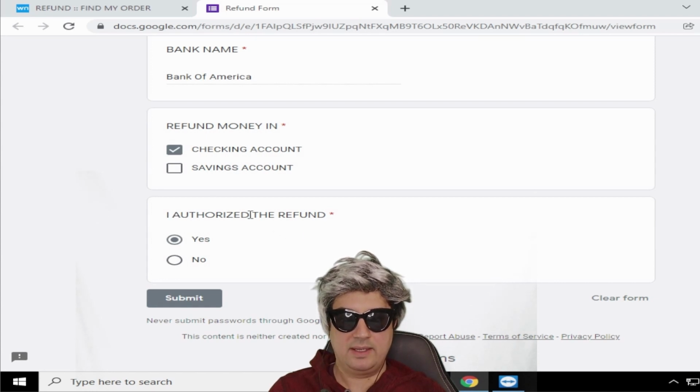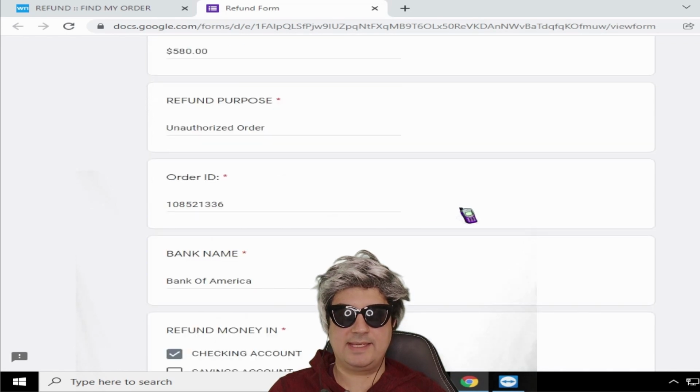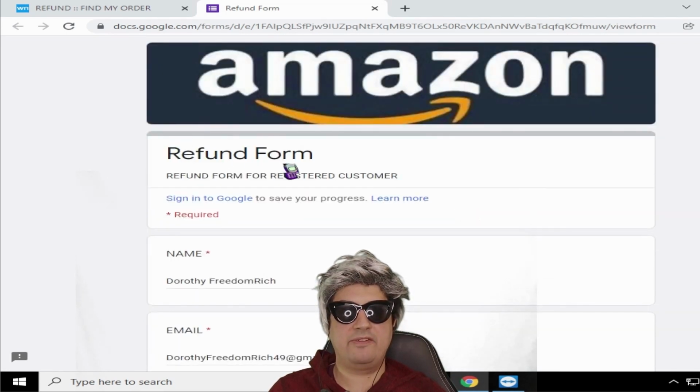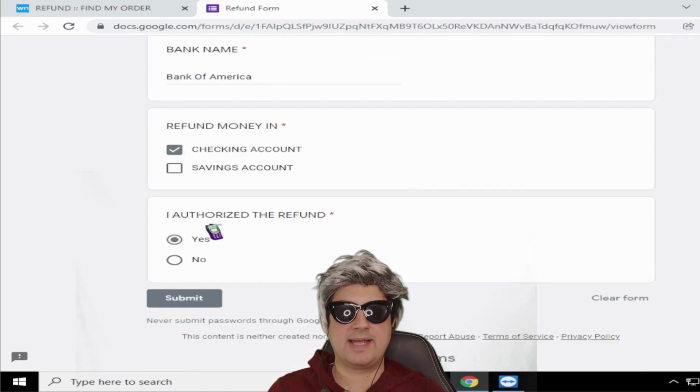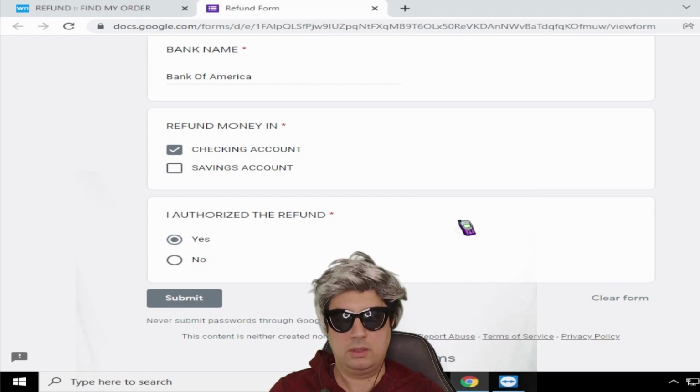Have you understood why you are filling up this form? Yes, it says right here, refund form. Because I didn't authorize the charge. But then it says I authorize refund. I asked you a very simple question. Who would click no? Who does not want to get their money back? There are many customers who don't want the money back, right? They just say, okay, someone steals $600 from me. You're telling me there are a lot of people who like to get $600 stolen from them?